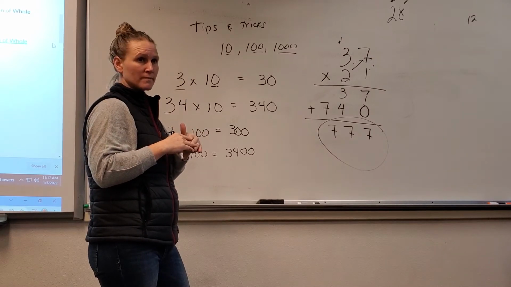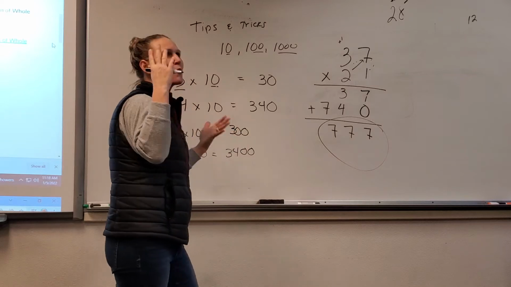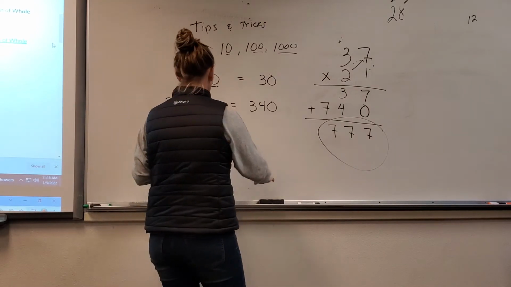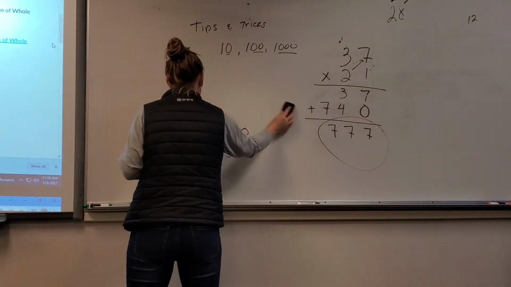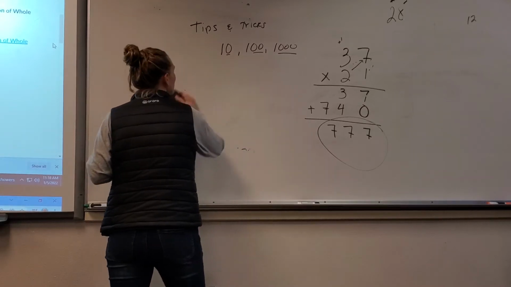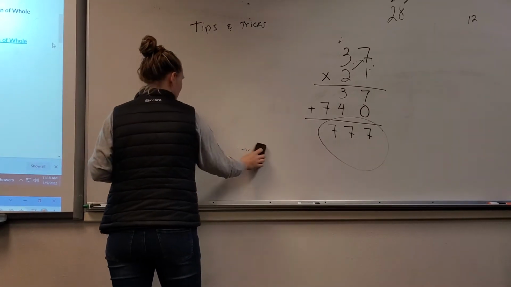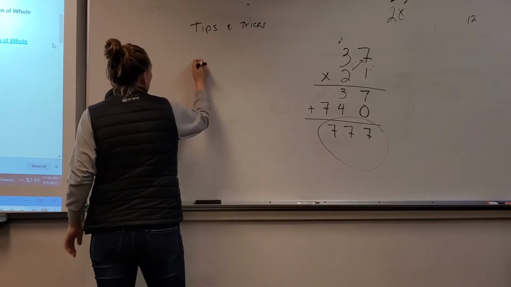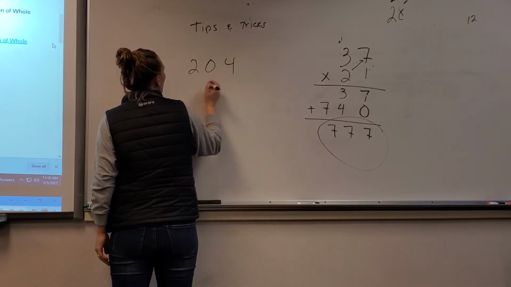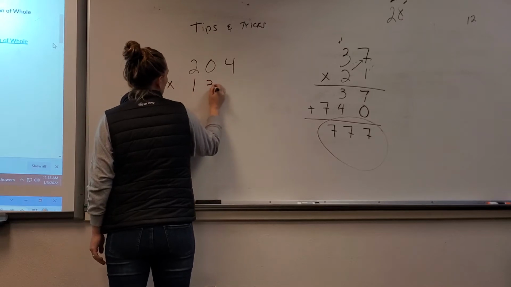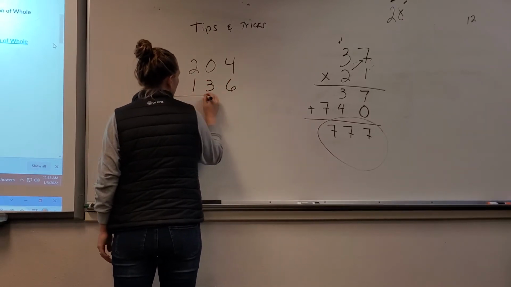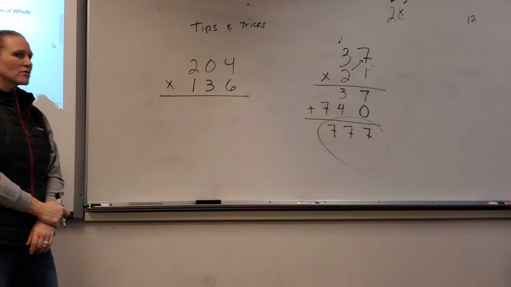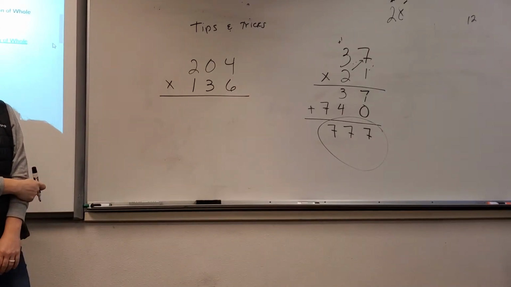Spencer, how you feeling? Okay. It's like, we don't do this all the time, so we're like, oh, gotta go back to it. Let's do another example. So let's do 3 rows this time. 204 times 136. Okay, 204 times 136.